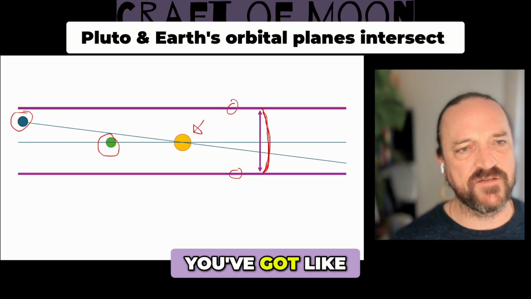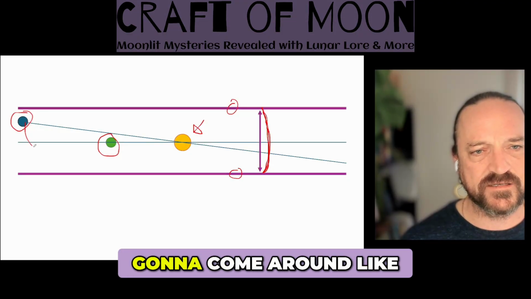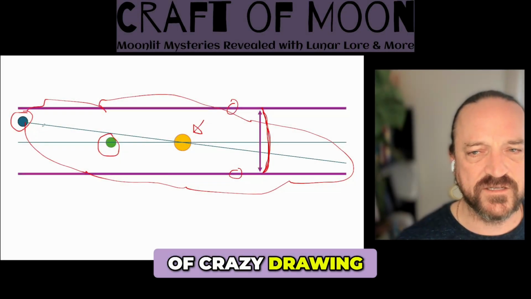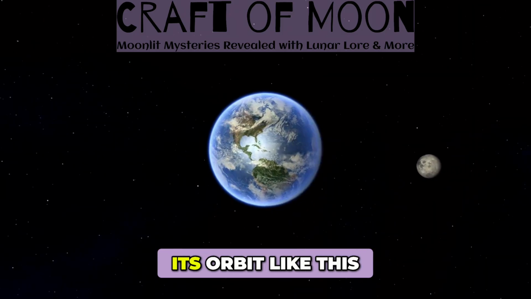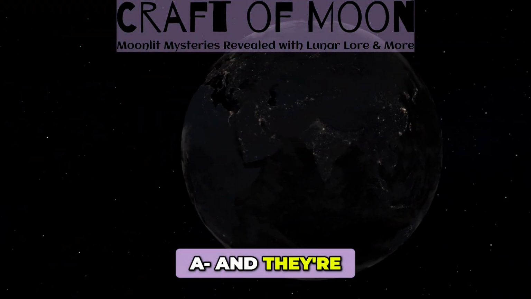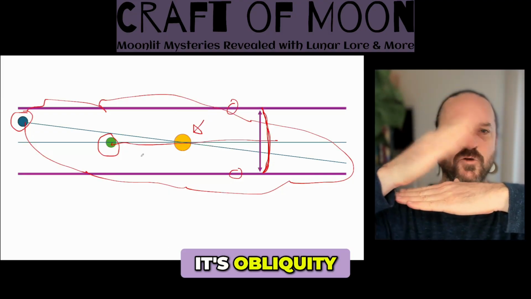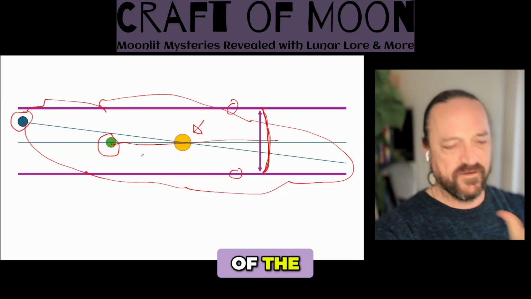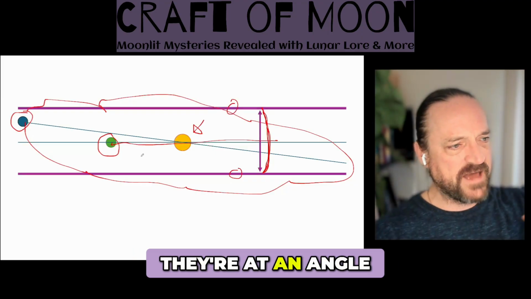What happens is, here Pluto is orbiting, and imagine that it's going to come around like this and come over here. I know it's kind of a crazy drawing, but just pretend you can imagine. Meanwhile, the Earth is in its orbit like this, and they're at an angle to each other, and this angle is its obliquity. It's a fancy term, the obliquity of the orbital planes. It just means that they're at an angle to each other.